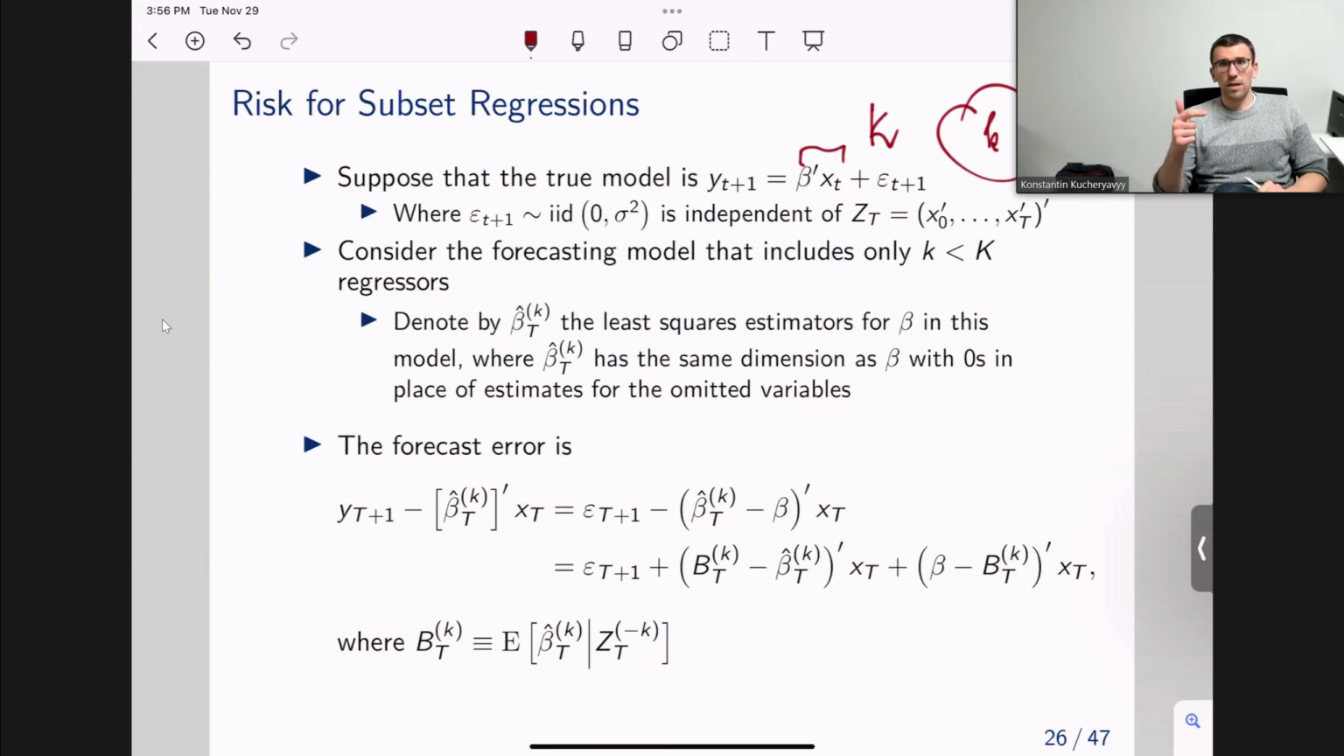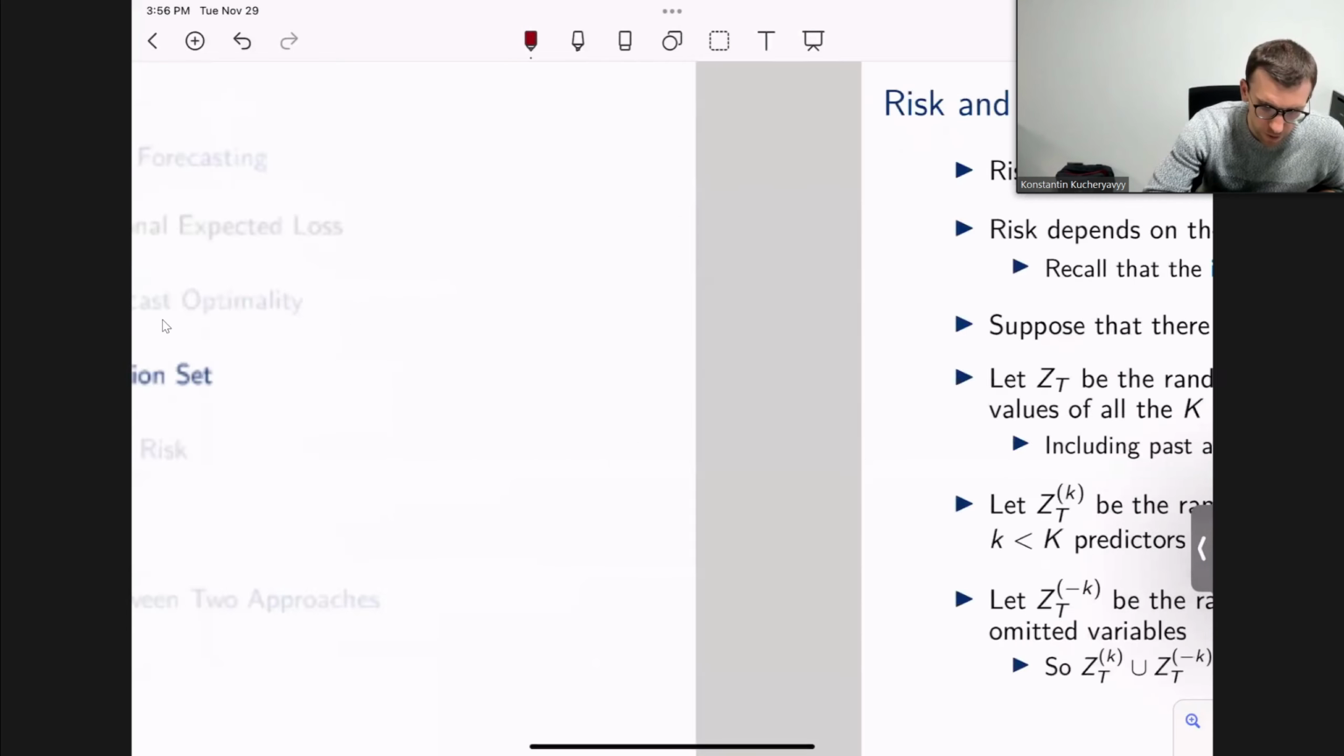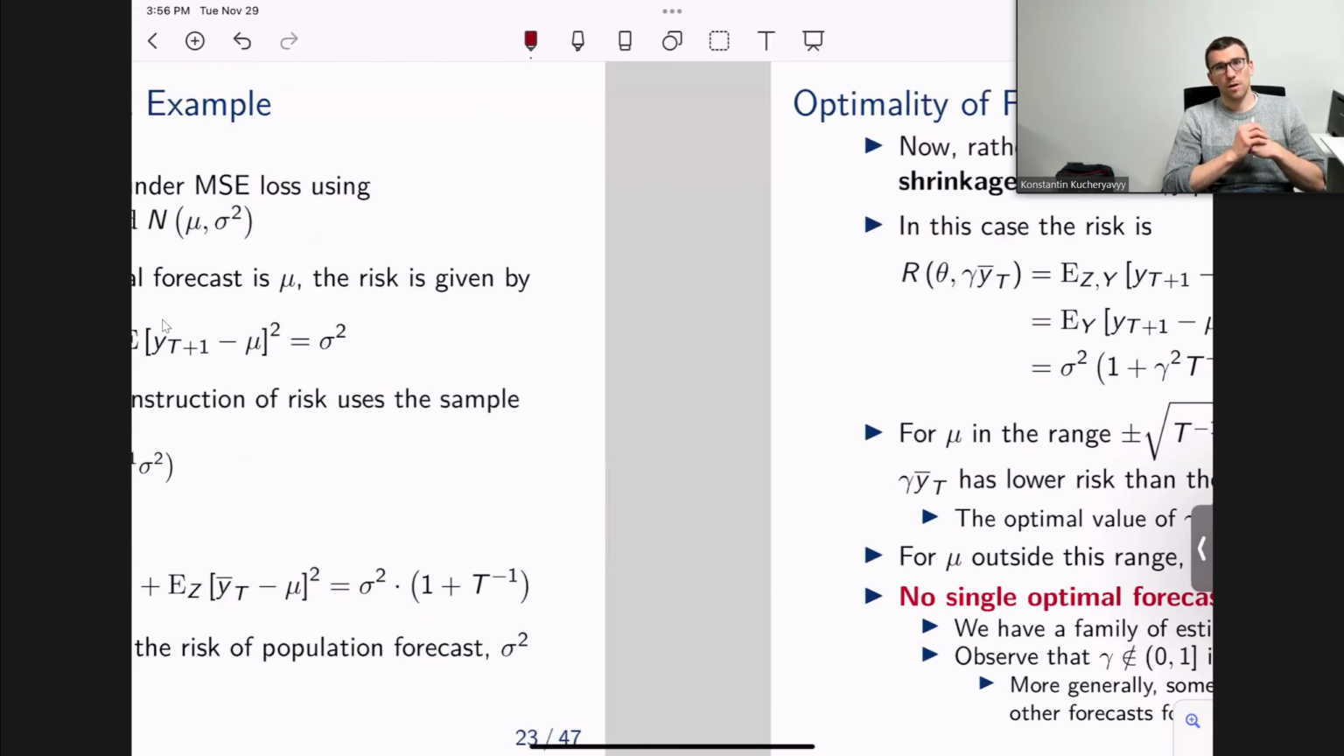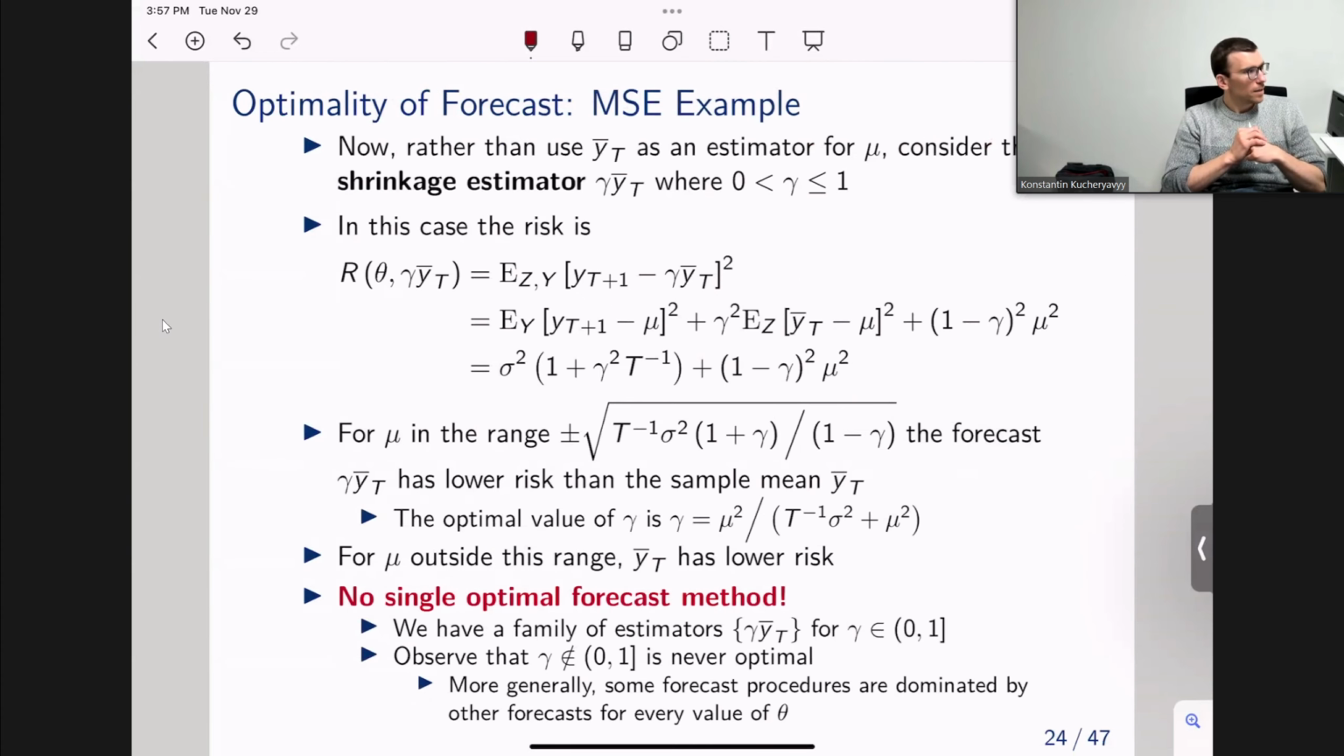And exactly, I hope that that example with the shrinkage estimator here would already prompt you to realize that things are quite different when we're dealing with forecasting. We might be intentionally willing to introduce biases in our estimates in order to get a better forecast.